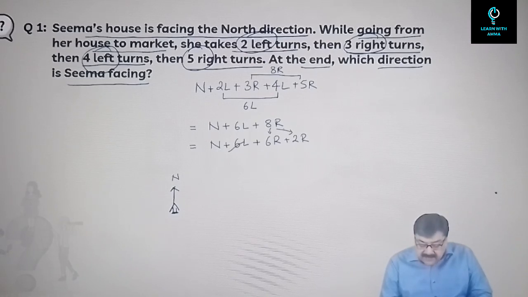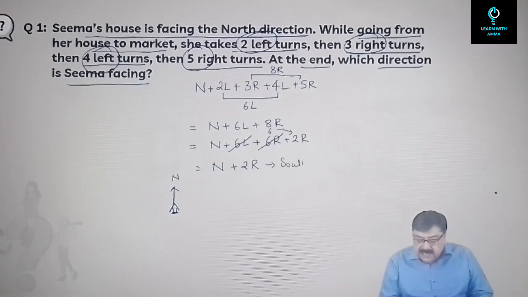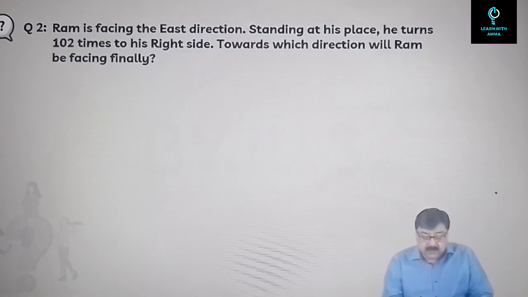Now we are very much aware that a left turn will cancel a right turn. So 6 left turns cancel 6 right turns. So we are left with north plus 2 right turns. Also we are aware that if a person is initially facing a direction, let us say north, from there, if the person takes 2 right turns or 2 left turns, the person will face the opposite direction, and that is south. So at the end, which direction is Seema facing? It is south.